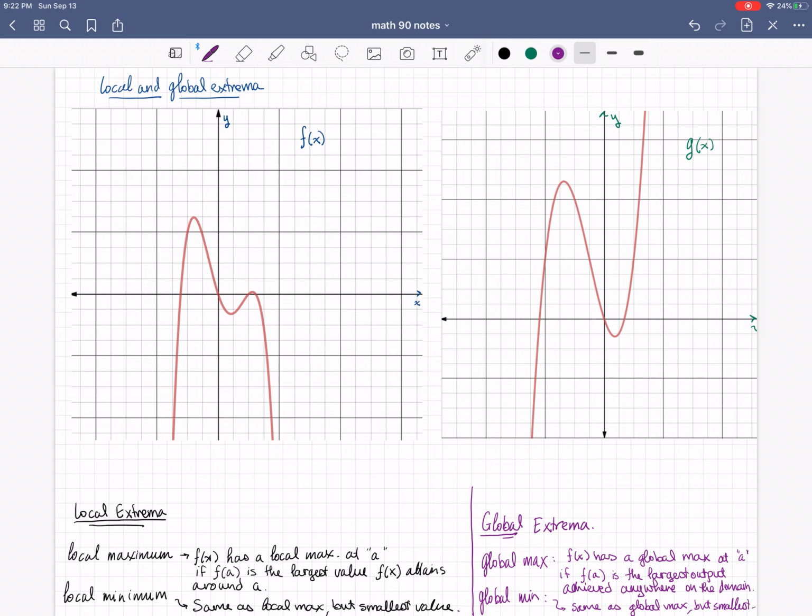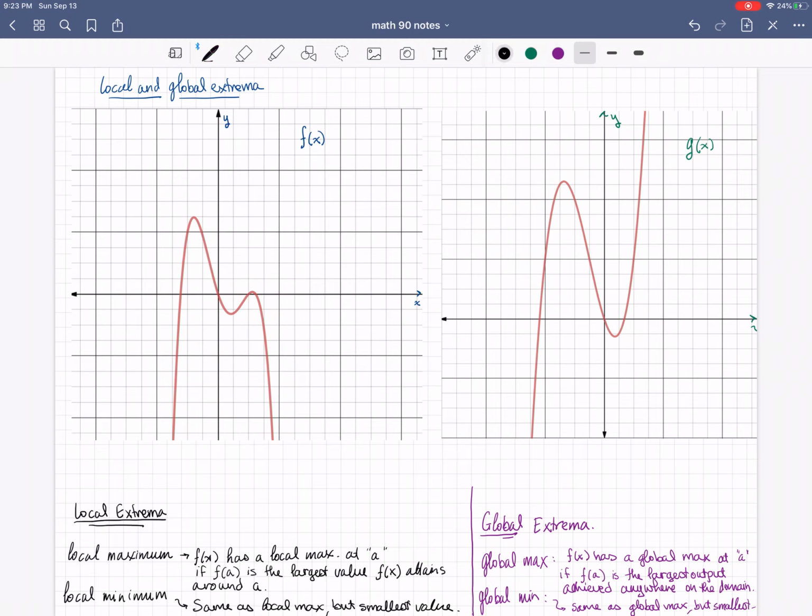Okay, so those are global extrema. Now, one thing that is important to point out is that not every function has a global max and a global min, and this is why I presented you with two examples here. So the example on the left, I'm going to use the color scheme that I used here. For local, we're going to label in black, and for global, we're going to label in purple.